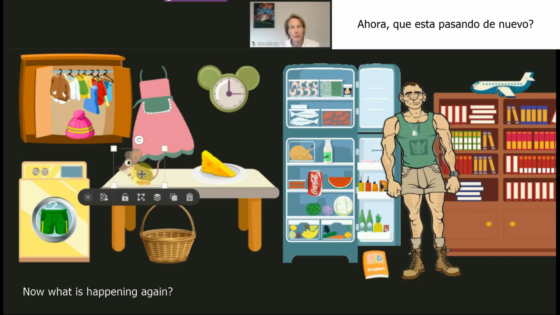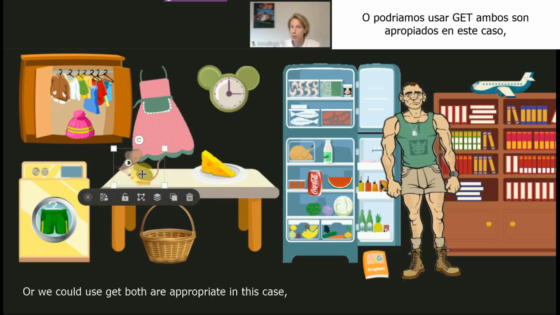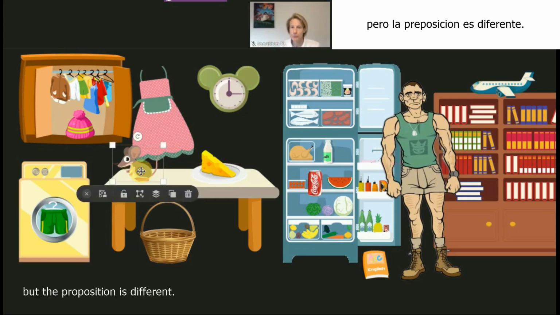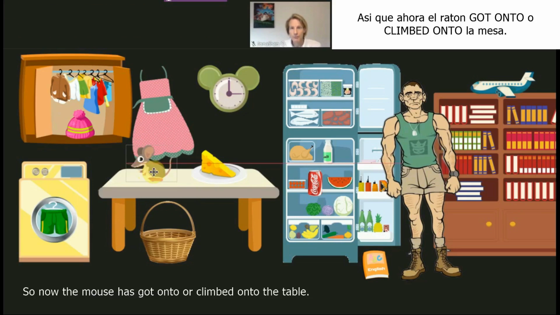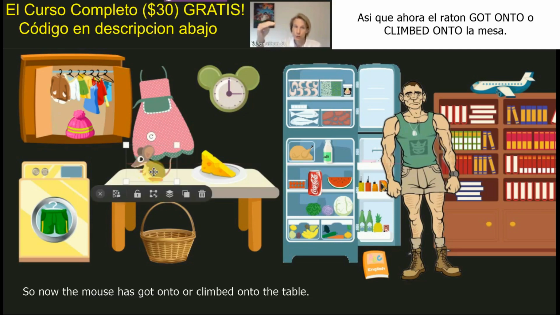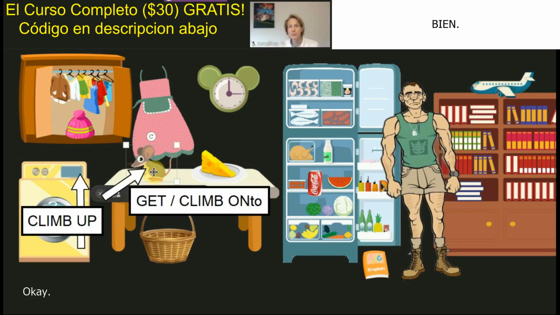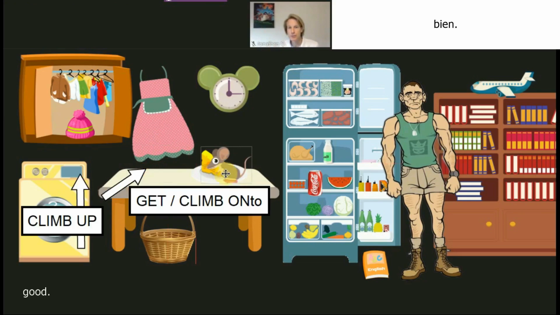Now what is happening? Again, we can use the same verb, or we could use the verb climb, for example, or we could use get. Both are appropriate in this case. But the preposition is different. So now the mouse has got onto or climbed onto the table. Good.